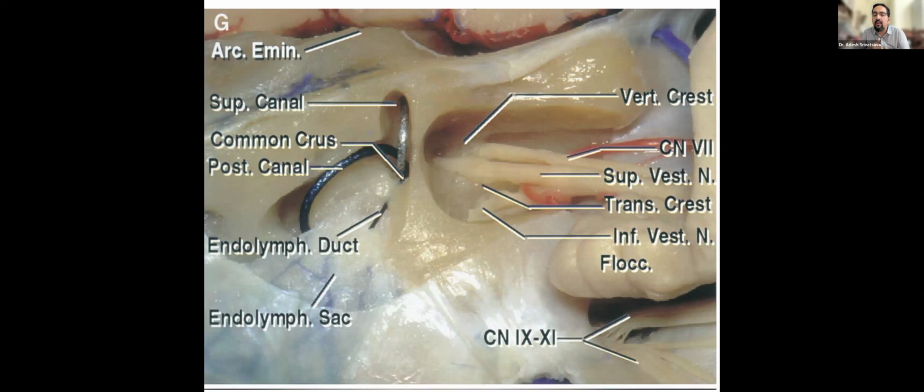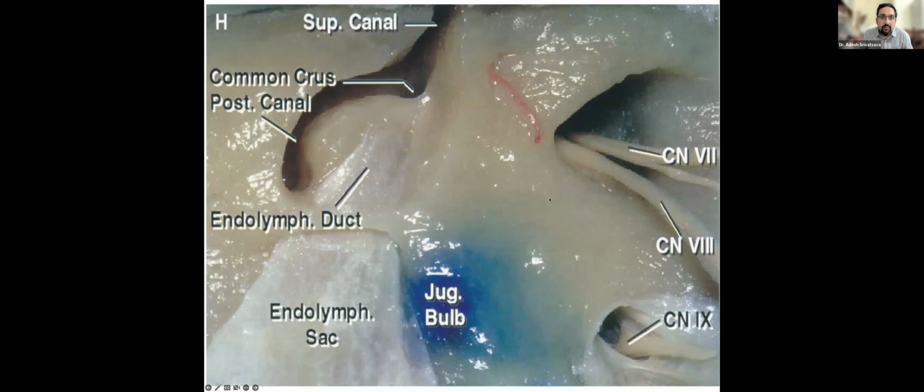Ideally, for every patient for whom the drilling is being planned, the preoperative thin CT scans of the temporal bone, or the MRI, should be studied well, so that one can decide how much bone can be drilled in order to avoid the semicircular canals. This is another diagram wherein one can appreciate the semicircular canals, the endolymphatic duct and the sac.